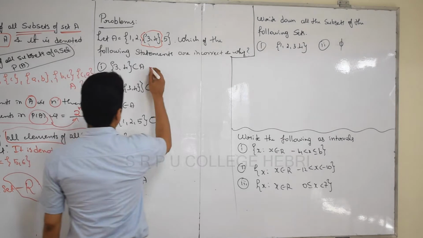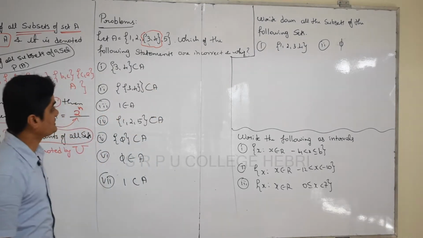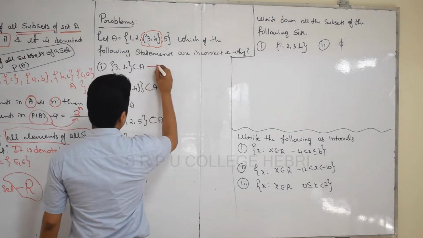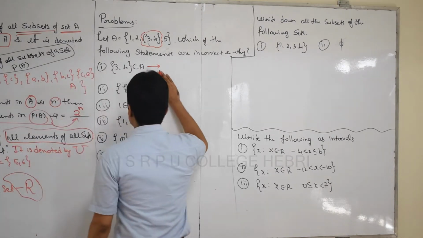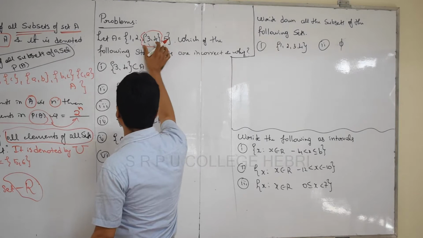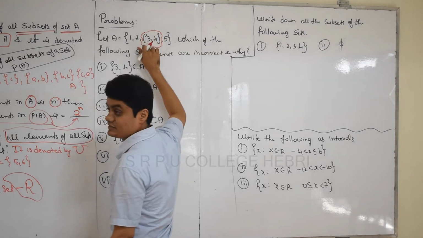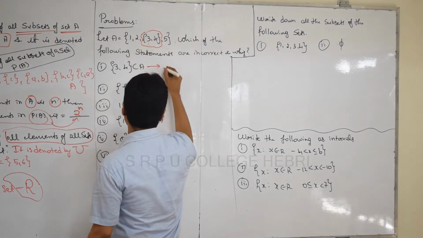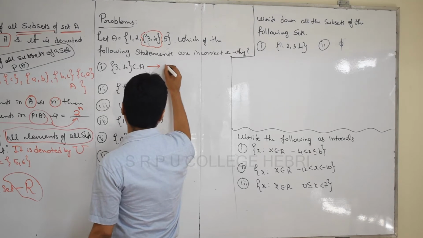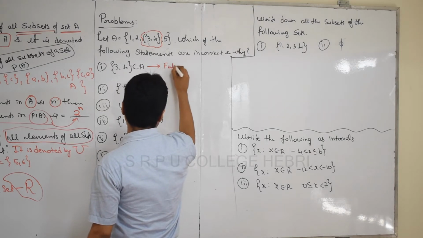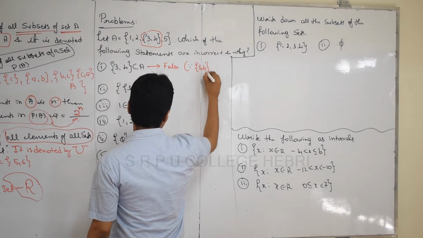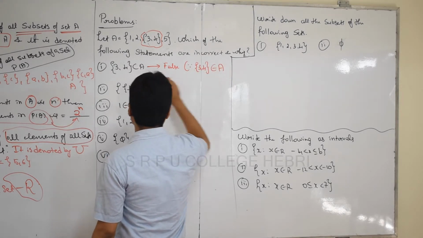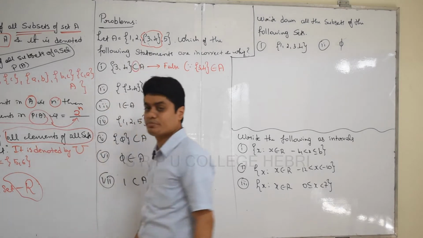The first one: the set {3, 4} is a subset of A. Is it true? Definitely no. This is an element. This {3, 4} will be considered as an element of the set. So the answer is not true, it is false. The statement is false. The right statement is that {3, 4} is a member of A, not a subset of A. It cannot be called a subset.